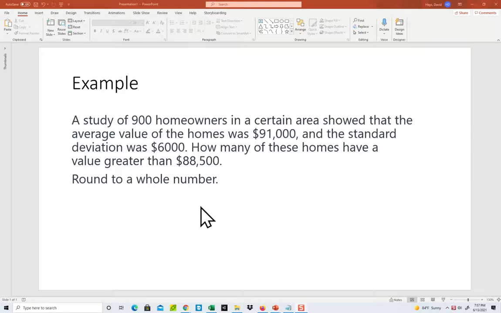A study of 900 homeowners in certain areas showed that the average value of homes is 91,000, standard deviation 6,000. How many of these homes have a value greater than 88,500? So it's kind of worded a little bit differently.